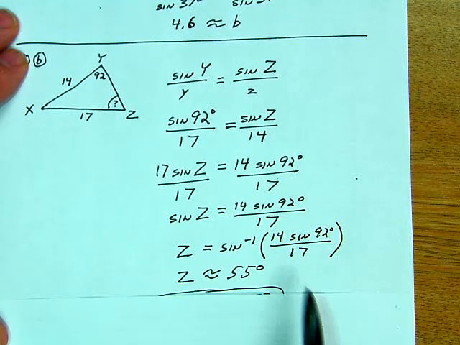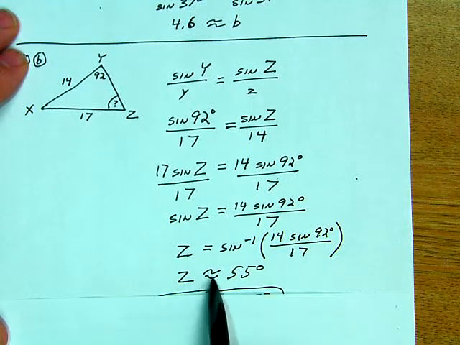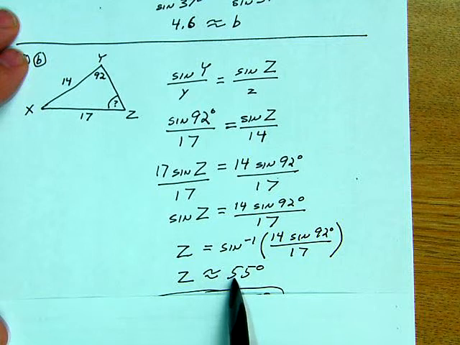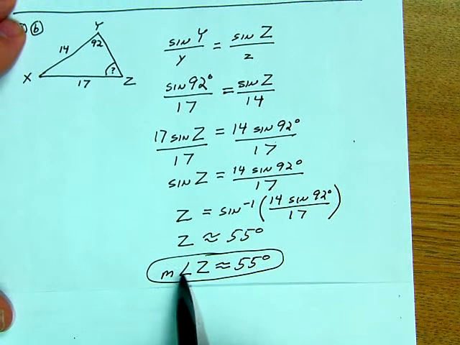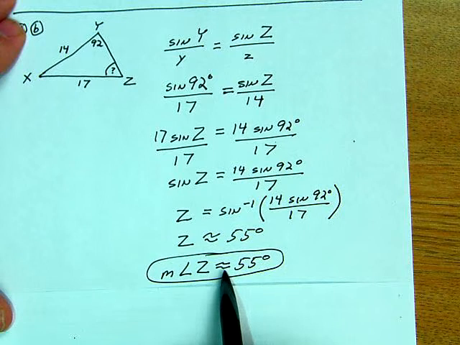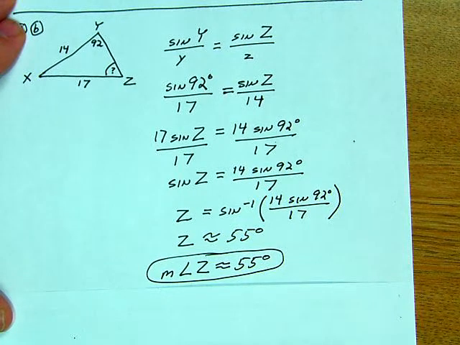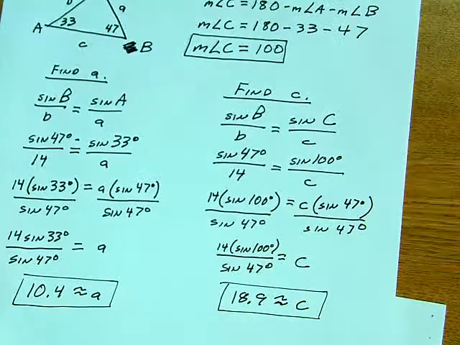I punch that in my calculator, and I got z is approximately equal to 55 degrees. And thus, the measure of angle z is approximately 55 degrees. That's 1A and 1B. Let's look at example 2 now.